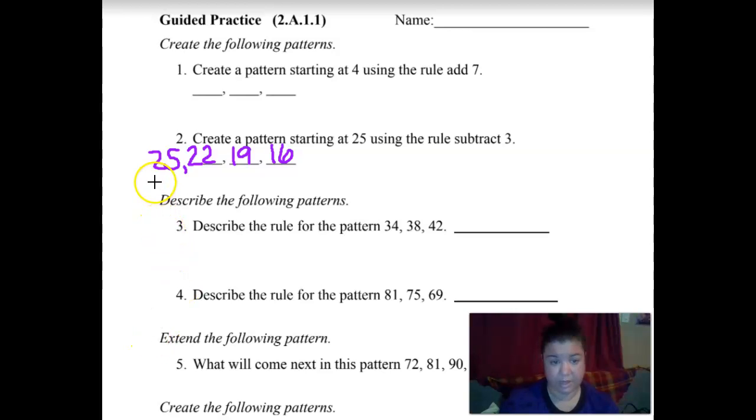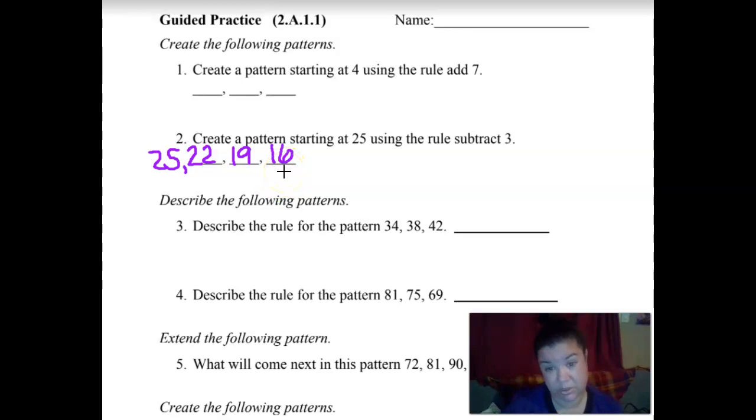Okay, so here we have 25, and then you should have written down 22, because 25 minus 3 is 22. 22 minus 3 is 19. 19 minus 3 is 16.